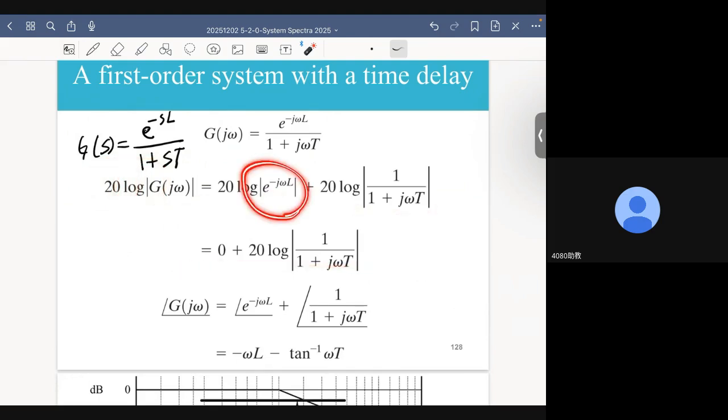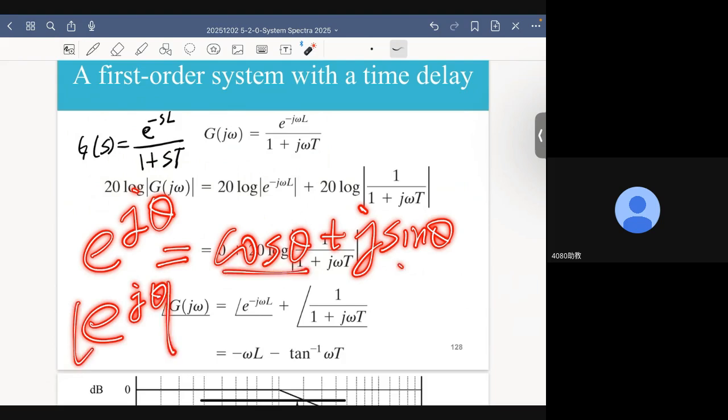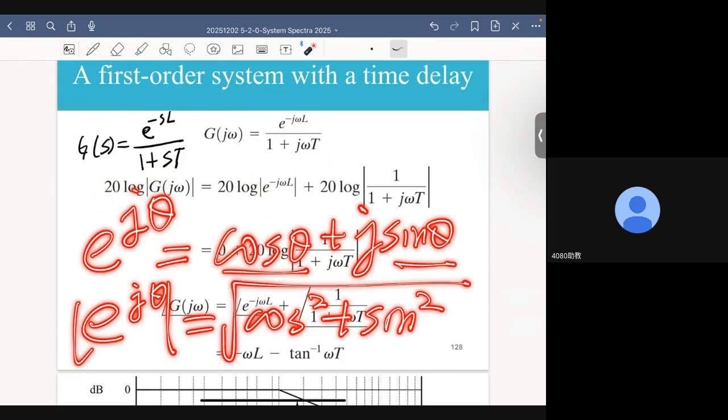The magnitude of any exponential function of this form is, of course, 1, right? Because based on Euler's formula, e to the j theta, no matter what theta is, is always equal to cosine theta plus j sine theta. And if you want to know its magnitude, since this is a complex number, you always take the sum of the squares of the real part and imaginary part and then take the square root.